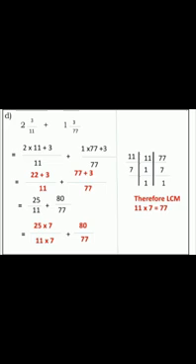Fourth sum, 2 3/11 + 1 3/77. This is again in a mixed fraction. So you are going to convert it into a fraction. That is (2 × 11 + 3)/11 + (1 × 77 + 3)/77, which is equal to (22 + 3)/11 + (77 + 3)/77. Now you are going to take out the LCM of 11 and 77, which is 11 × 7, which is equal to 77.